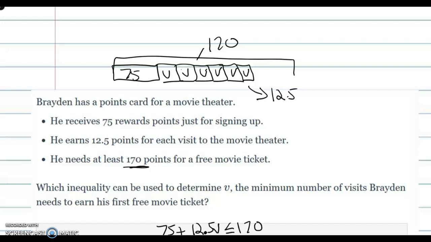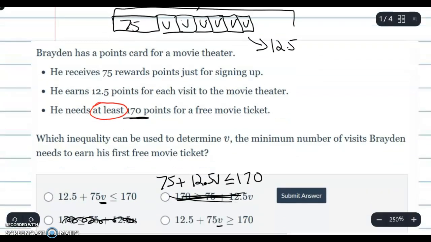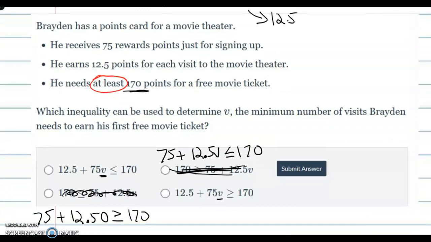Now the next thing we're going to do is find the key phrase, key word. And in this case, it's going to be this at least. At least. So when you have at least, that means it'll have to be greater than or equal to. Alright, so we're going to have greater than or equal to. So we got to find the one that has the total greater than or equal to.